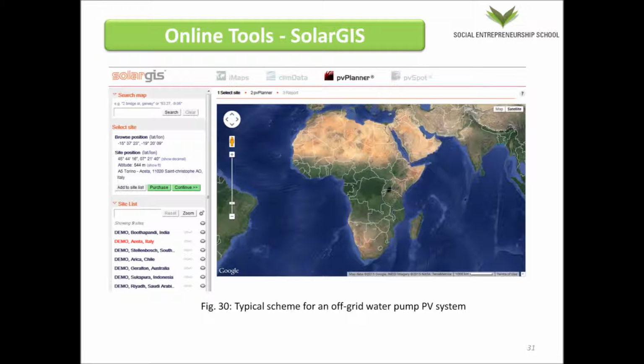The other tool, the PV Planner, is used to estimate the production of photovoltaic systems of certain configurations for a given site, and can be a preliminary indicator to do rough pre-feasibility studies.